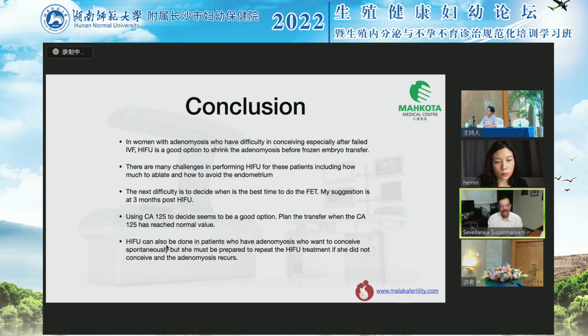HIFU can also be done in patients who have adenomyosis who want to conceive spontaneously, but she must be prepared to repeat the HIFU treatment if she did not conceive and the adenomyosis recurs. Consider IVF early in this kind of patients.